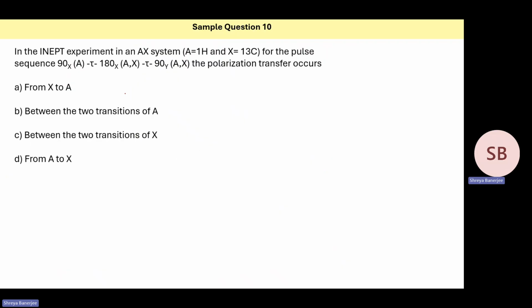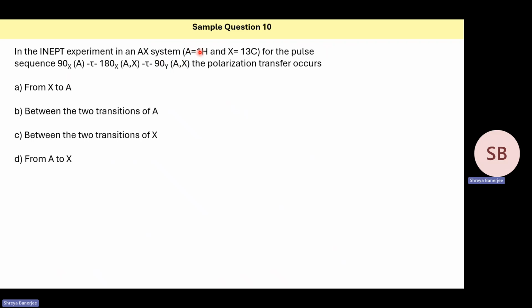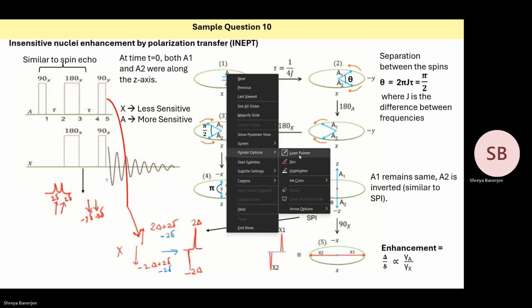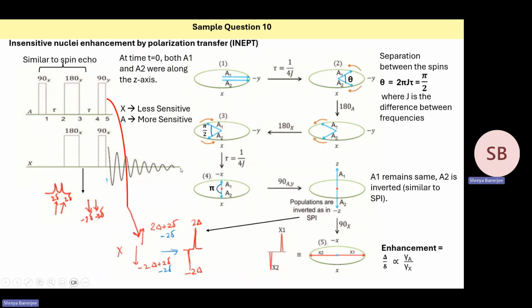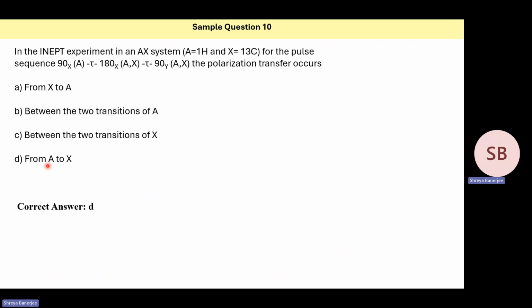And finally, we have one question on INEPT. It says that in an INEPT experiment in an AX system where A is 1H and X is 13C, for this pulse sequence, the polarization transfer occurs from where to where. In INEPT, we know that the polarization transfer happens from A to X. That is, in this case, from 1H to 13C.